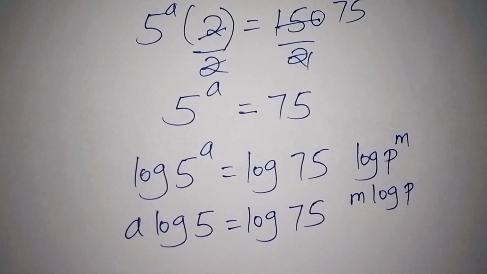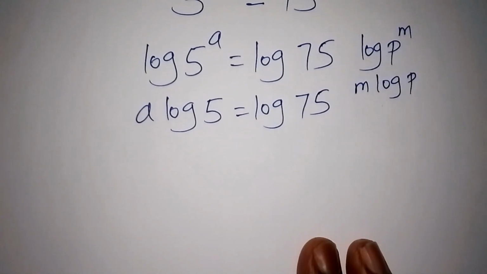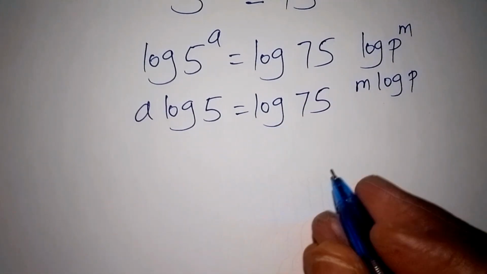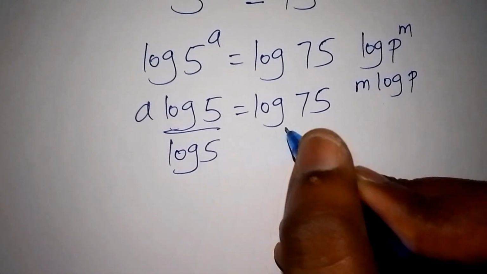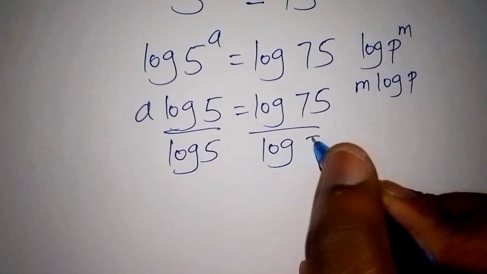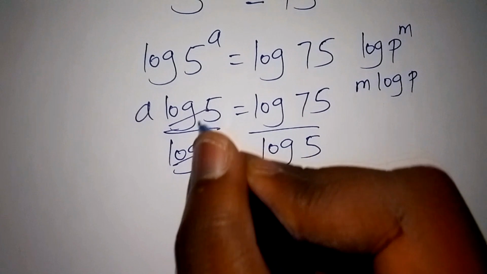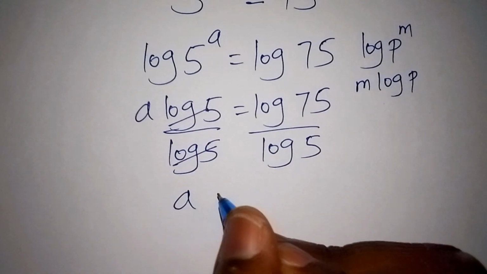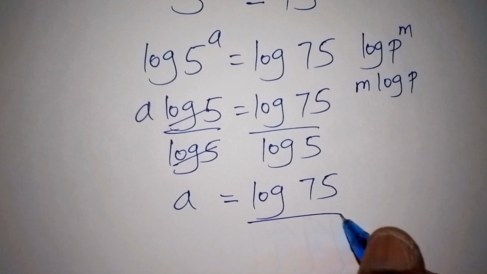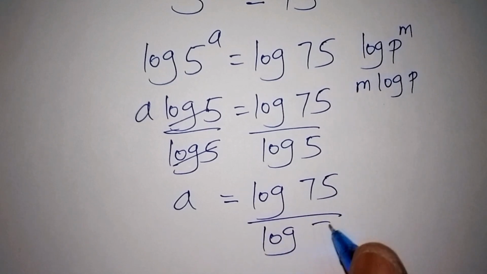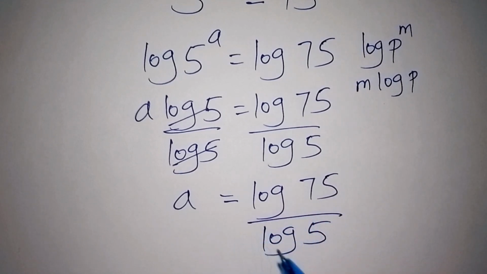From here we shall divide both sides by the log of 5. Here all over the log of 5, then here also the log of 5. The log of 5 and the log of 5 shall cancel each other. So our a shall be equal to the log of 75 all over the log of 5. This is not the correct answer yet because we can still factorize the log of 75 all over the log of 5.